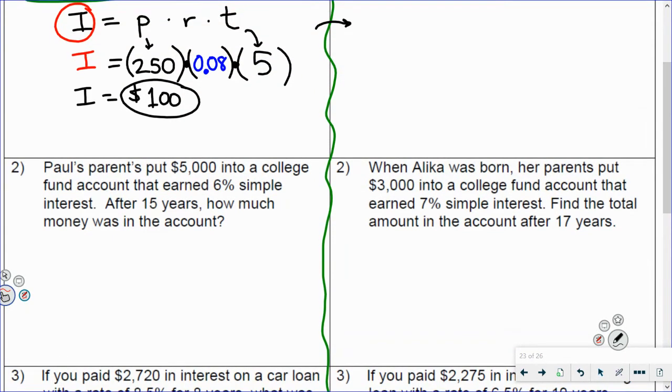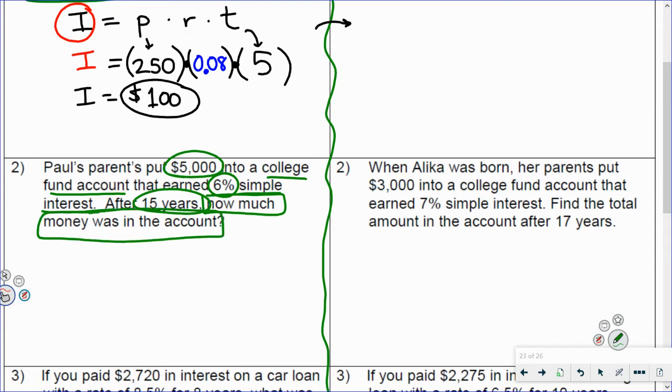Let's read number 2. Paul's parents put $5,000 into a college fund, 6% simple interest rate, 15 years. How much money was in the account? So if I were to write I equals P times R times T. What's interesting here, it doesn't say how much interest. It doesn't say how much principal. It says how much money. I'm going to put a little question mark with my close reading skills, and then I'm going to put the word total, and we'll come back to that.